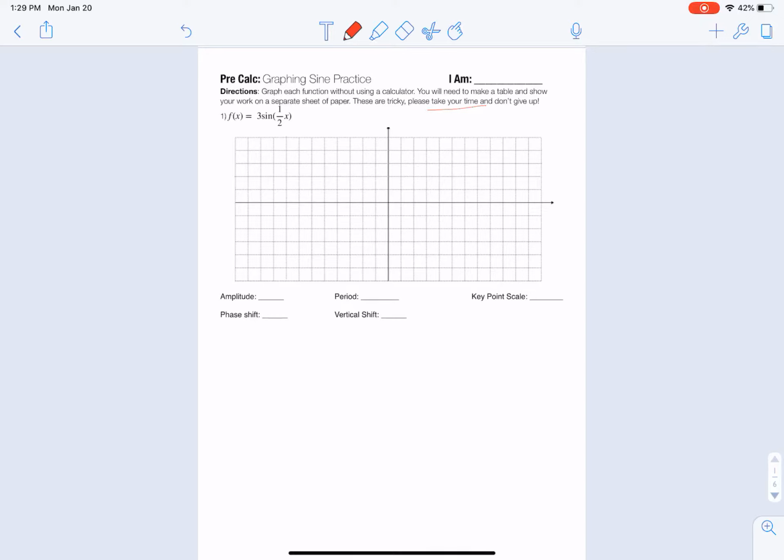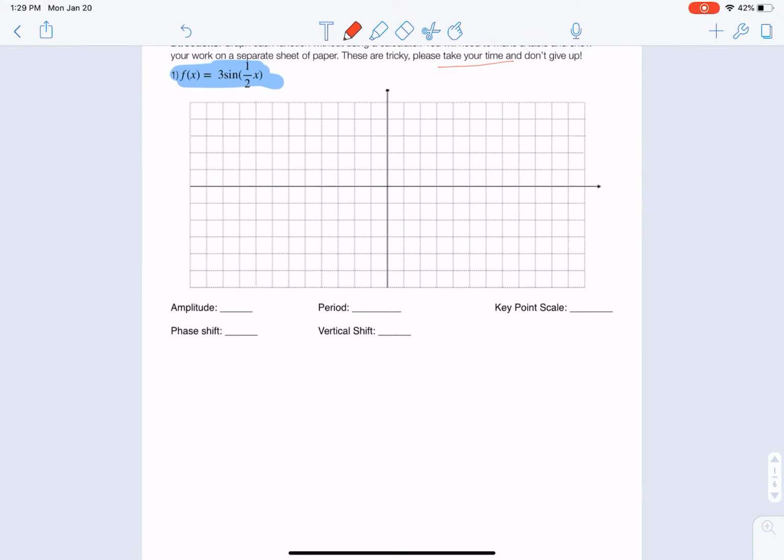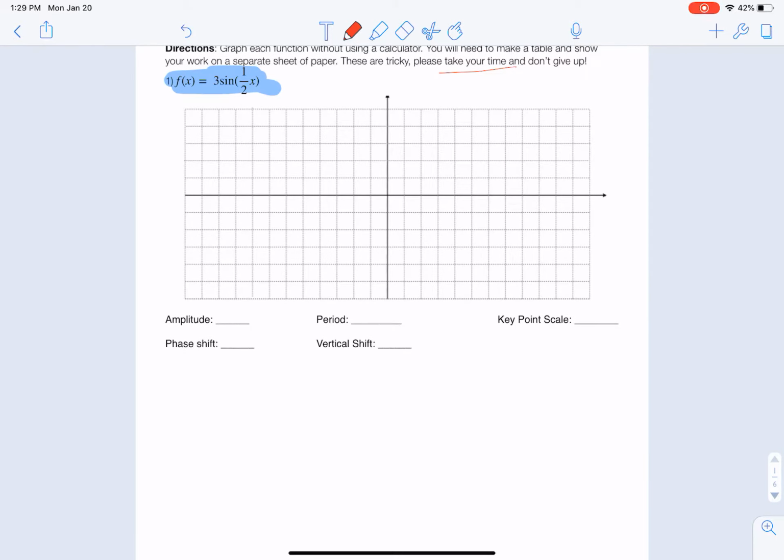So the first thing that we want to do is take a look here and analyze this function that we're trying to graph. To come back and make some notes here, the amplitude is the absolute value of that a value, which in this case is going to be 3. The period is 2 pi over b. So in this case, my period will be 2 pi over 1/2, which is going to give me 4 pi.